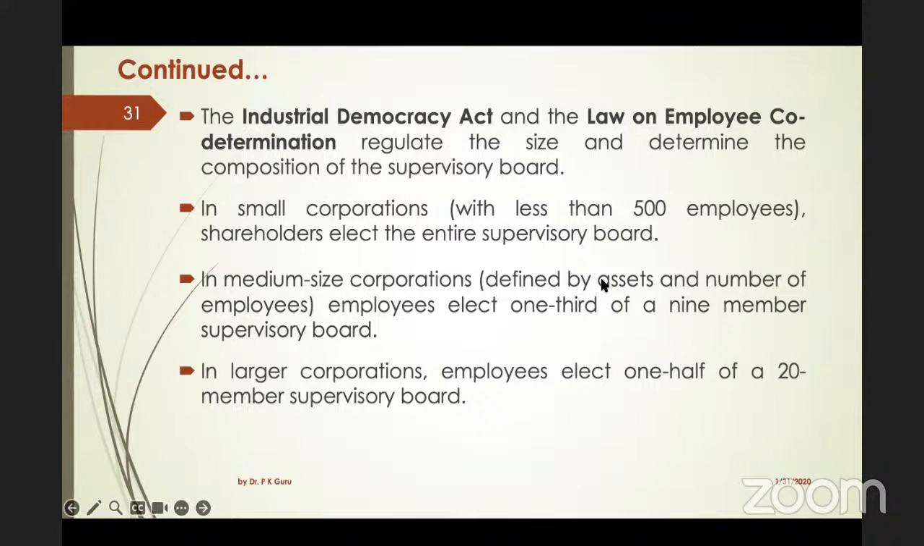In medium-sized corporations, defined by assets and number of employees. So next comes the definition, where they have now included capital cost and also the number of employees, which is more than 500. Employees elect 1/3 of a 9-member supervisory board. The total board number is 9. So they will select 3, and 6 will come from the bank. And for large corporations, it is 1/2, and the total board strength will be 20, with 50-50 from the employees and the organization. So bigger corporations, which matter really in terms of economy, are equally controlled by employees and investors.